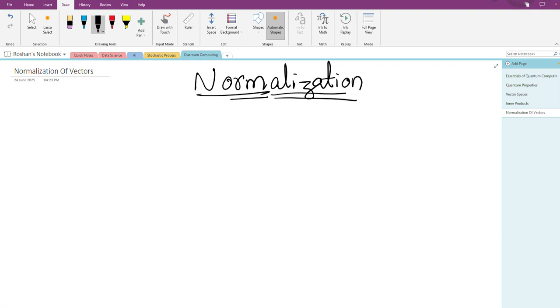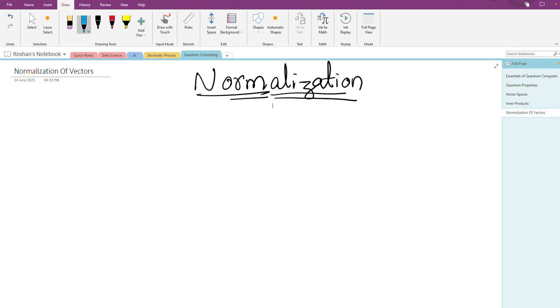Welcome back. In this lecture, we'll study about normalization. Why is normalization important? Suppose we might have a quantum state which is not normalized. If we perform our quantum operation with a non-normalized state, then there will be an error in our output. So to tackle that, we need to learn normalization. We need to normalize the vectors or quantum states.